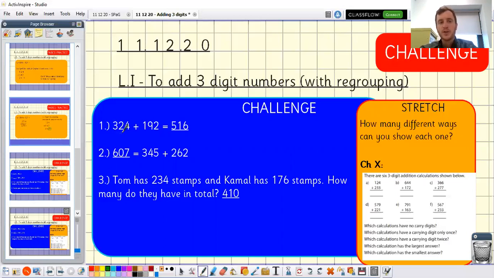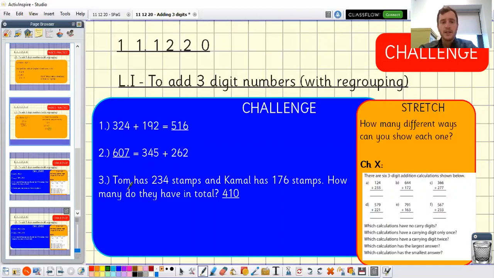So the first one, 324 plus 192. Well done if you got that answer, 516. The tricky column here was the tens column. 9 plus 2 is where that regrouping is required. The next one, 345 plus 262. Well done if you got the answer, 607. Once again, the tens column was the tricky one here. 4 plus 6 will give us 10 tens in that column, so you'd require to regroup all of them, which is why I've got 0 tens here into an extra 100.